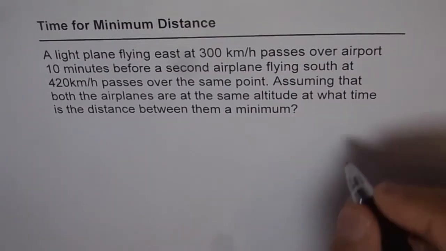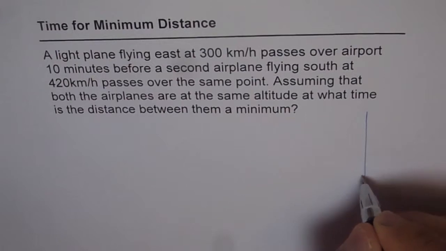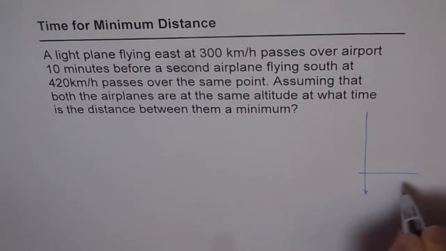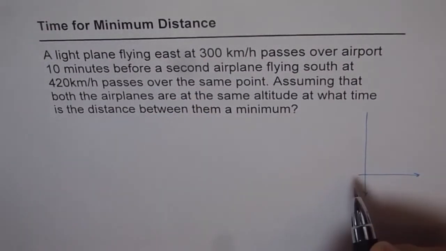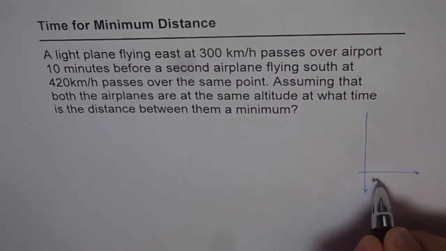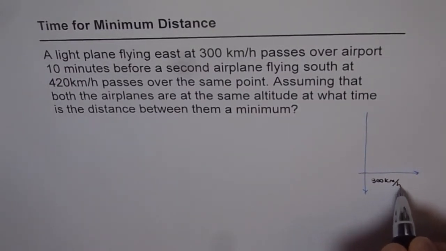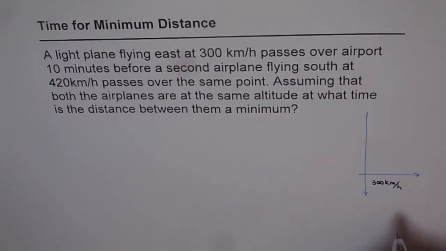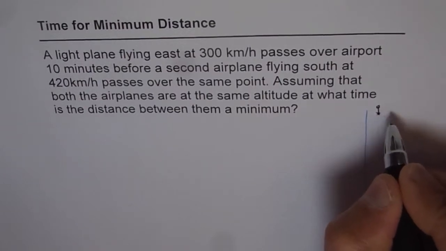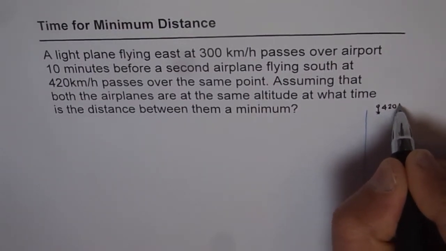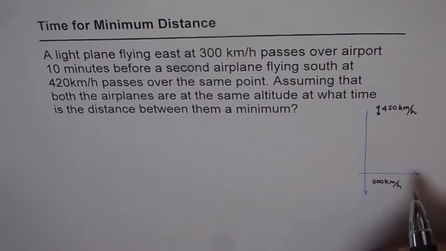So here, let's sketch the scenario, right? It's kind of like this. One plane is traveling south, the other one is traveling east. The one traveling east is going at a speed of 300 kilometers per hour, in this direction. The one traveling south is traveling with a speed of 420 kilometers per hour. Now we need to find the minimum distance between these two planes at any instance of time.